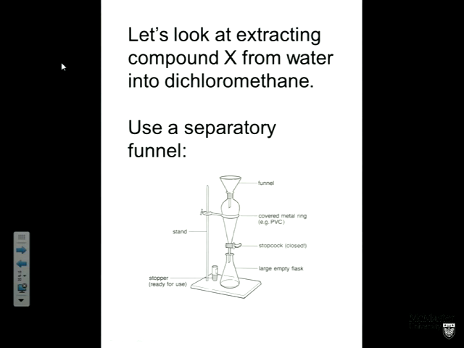So we have our separatory funnel, the device in the middle. We have an empty flask at the bottom, a stopper, and we pour a mixture of dichloromethane and water into the separatory funnel. We get two layers. We add the appropriate compound that we want, put the stopper in, shake well.